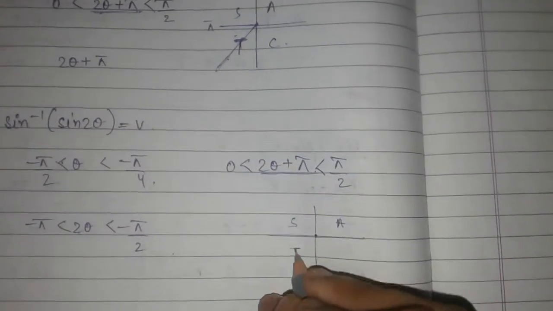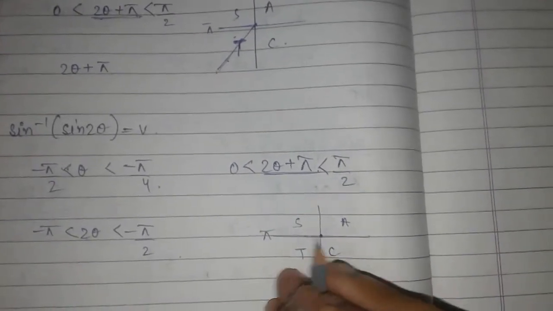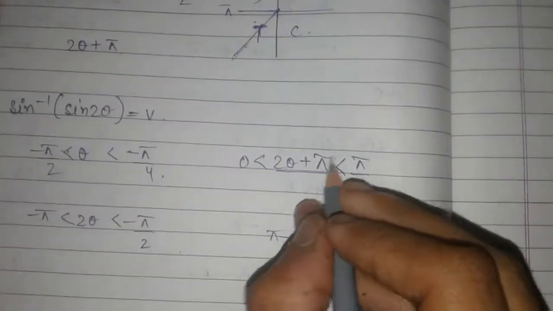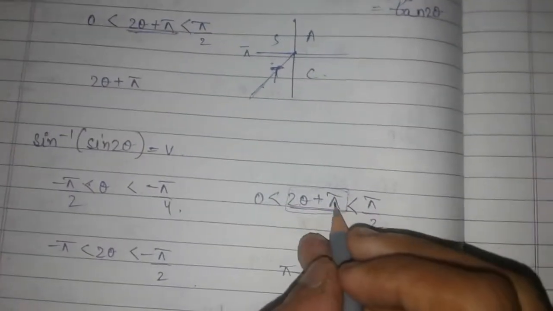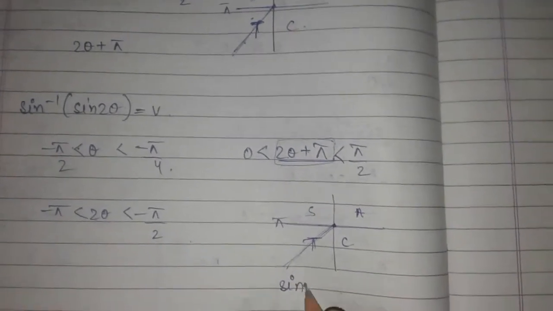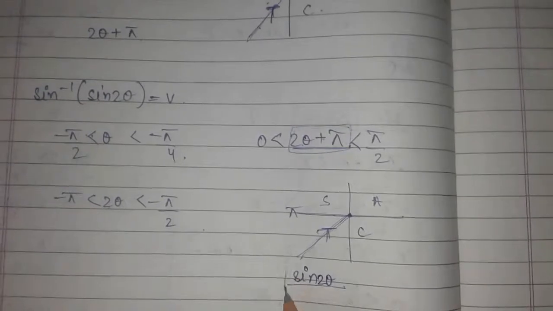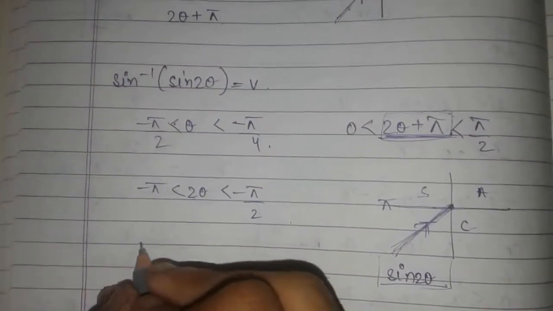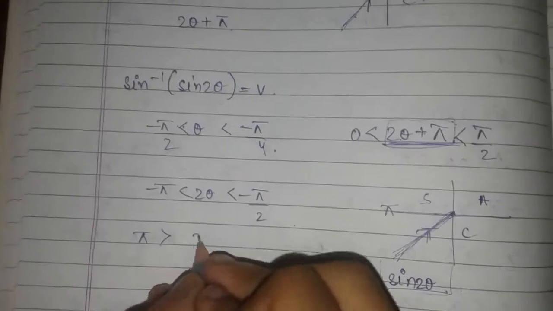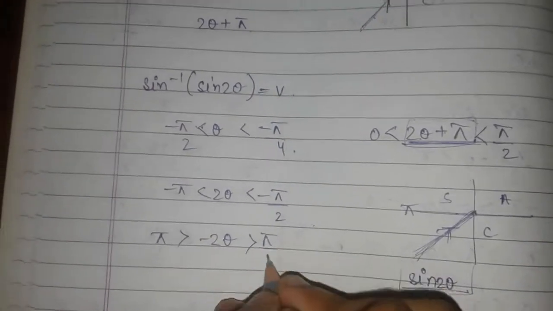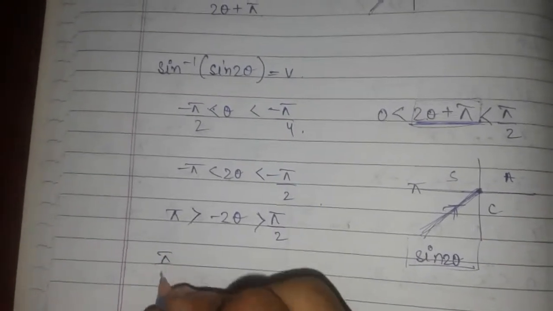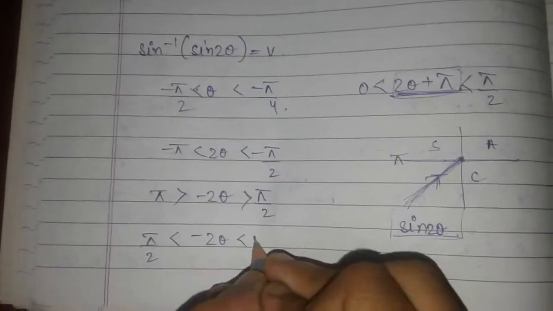So we'll move by the graph. This is sine, tan, cos, this is pi. 2 theta plus pi is pi plus 2 theta, which means somewhere over here. Here sine is negative, tan is positive. So this did cause a change in the magnitude of sine 2 theta because here sine is negative. So this cannot be used for sine 2 theta. Now what else can be done? We multiply everything by minus 1. So this changes to pi, this changes to minus 2 theta, and this changes to pi by 2, and the inequality sign also changed. So now pi by 2 is greater than minus 2 theta, which is greater than pi.